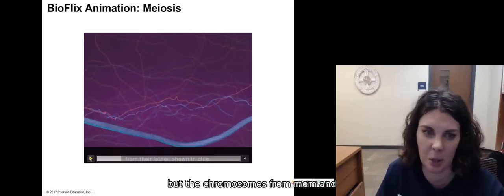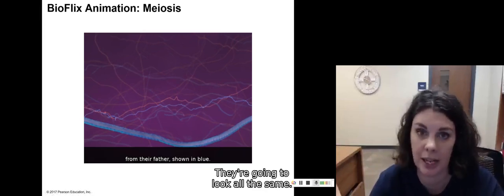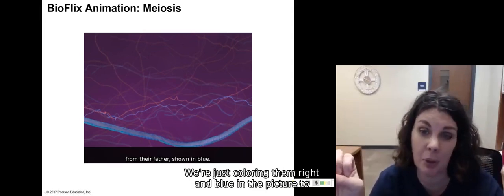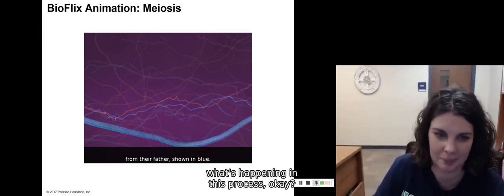So I just want to throw in here, this is probably obvious to you, but the chromosomes from mom and dad are not actually going to be different colors. They're going to look all the same. We're just coloring them red and blue in the picture to make it easy to follow what's happening in this process, okay?